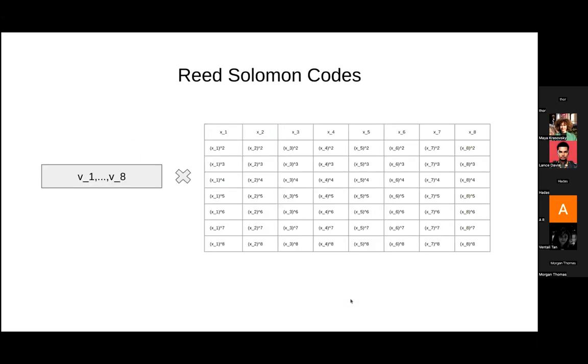Okay, so now I'm going to go a little bit into Reed-Solomon codes because it will explain the intuition behind Basefold and the core idea.